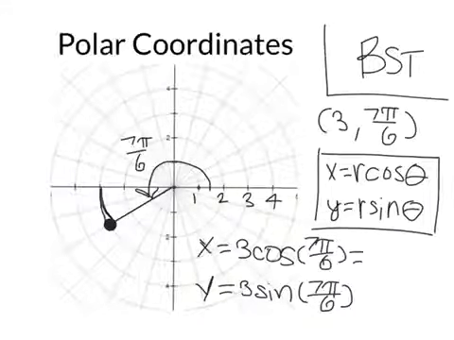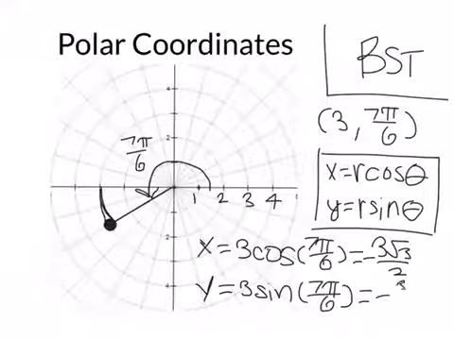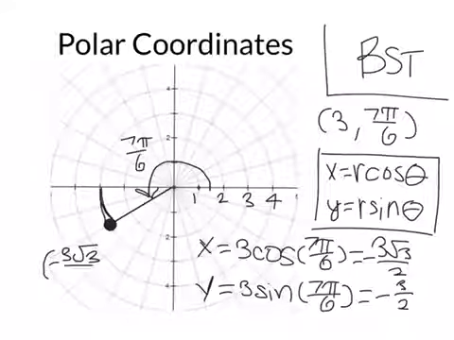And then we can find x and y. So this is just negative 3 root 3 over 2. We have negative cosine. And then we have that sine would be equal to negative 3 over 2. So our point in Cartesian coordinates is (negative 3 square root of 3 over 2, negative 3 halves), and we're done.